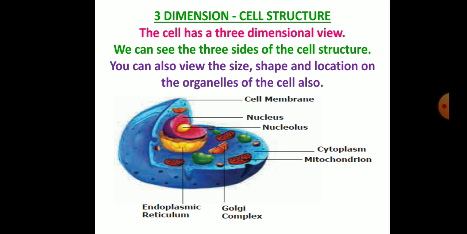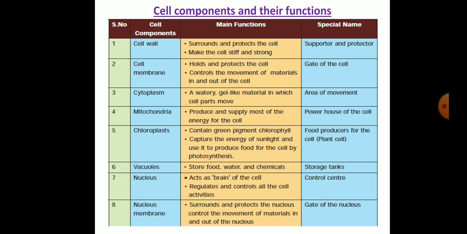Three-dimensional cell structure. The cell has a three-dimensional view. We can see the three sides of the cell structure. You can also view the size, shape, and location of the organelles of the cell. Cell components and their functions. Cell components, main functions, and special name.